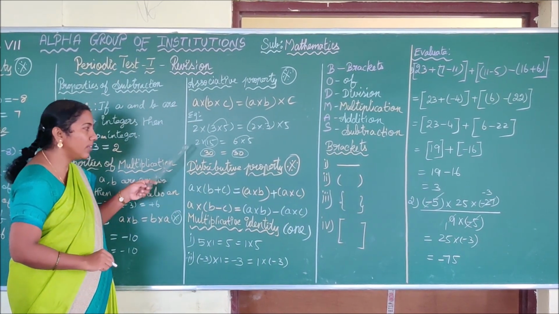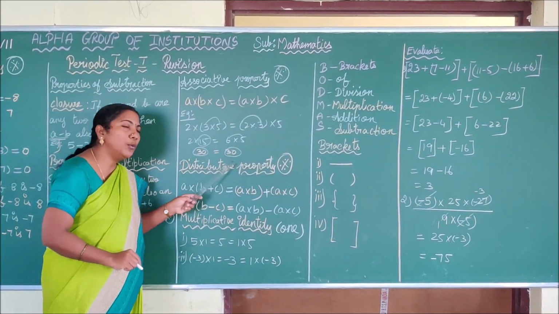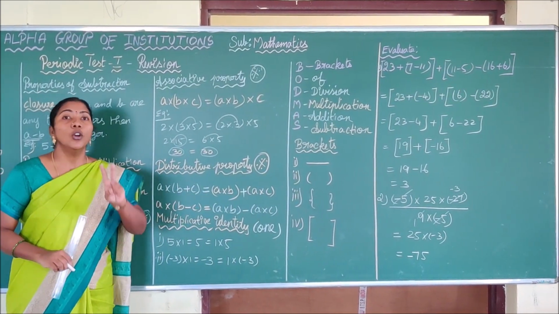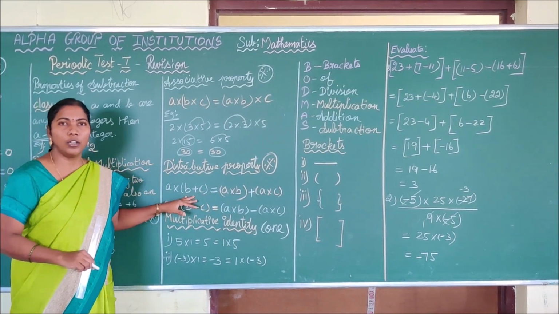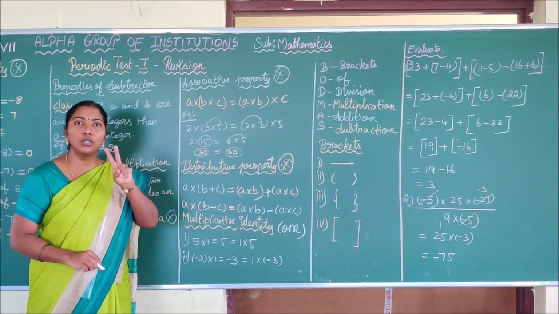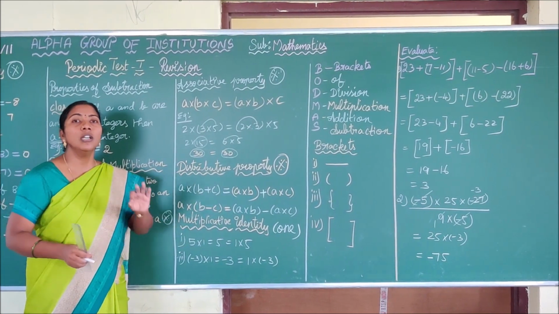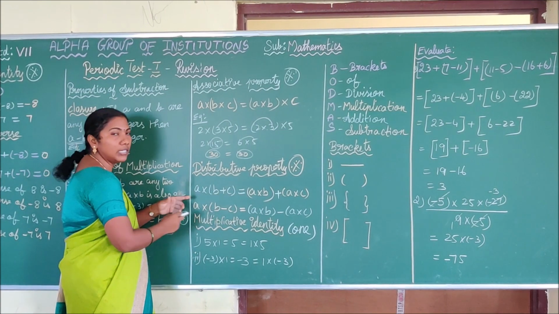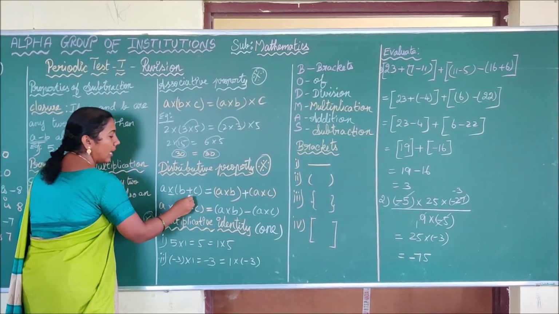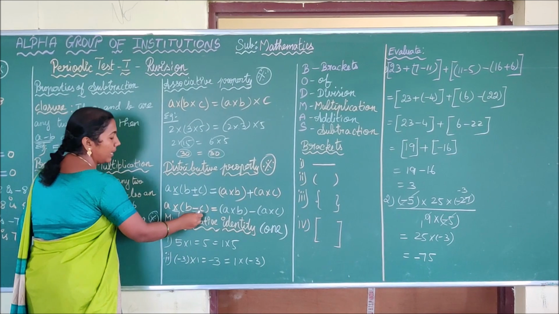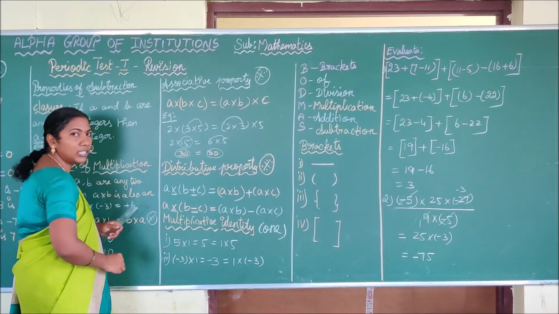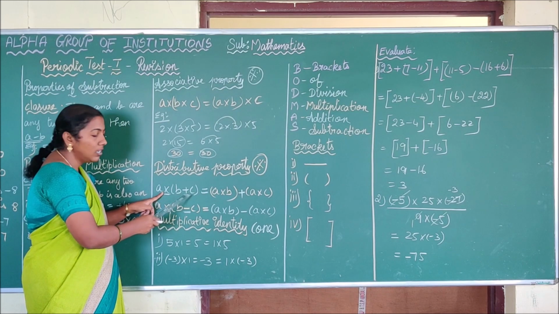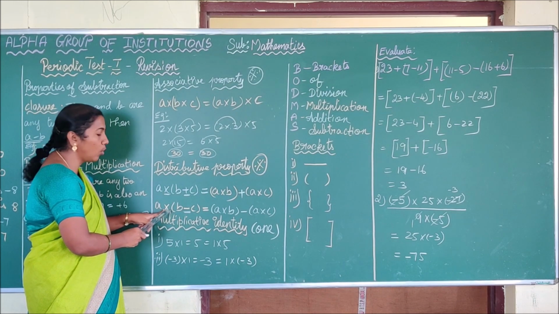Okay. See the next one, very important property, distributive property. In distributive property also you have three elements but two operations. In associative property we have three elements but one operation. Okay. See here, a into b plus c. What are the operations here? Multiplication, addition. See here, a into b minus c. Here multiplication, subtraction. See here, this is distributive property of multiplication over addition. This is distributive property of multiplication over subtraction.